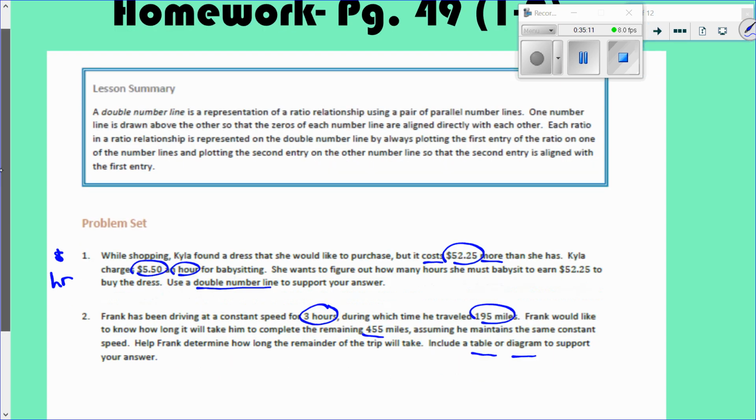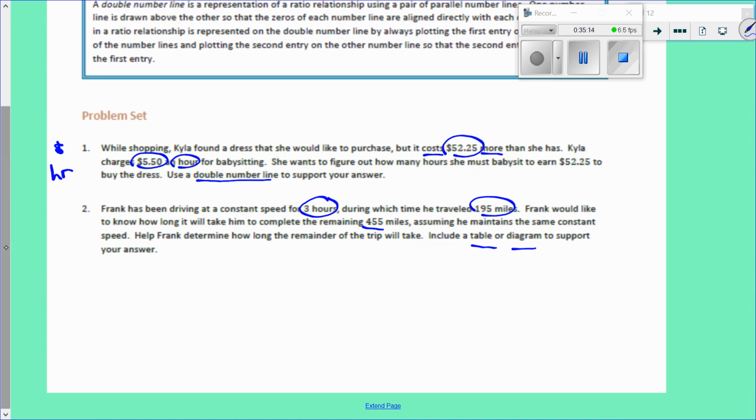As many times as we have said this, I can't believe I still have to, but we still have a number of you who are refusing to mark your text. This one is going to be really critical because you've got a lot of information here that you have to break down and understand. So our first part, while shopping, Kyla found a dress that she would like to purchase, but it costs $52.25 more than she has. Kyla charges $5.50 an hour for babysitting. She wants to figure out how many hours she must babysit to earn $52.25 to buy the dress.